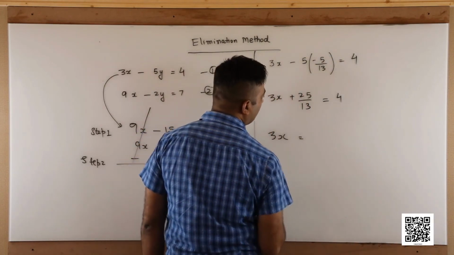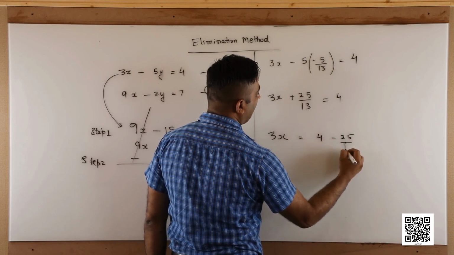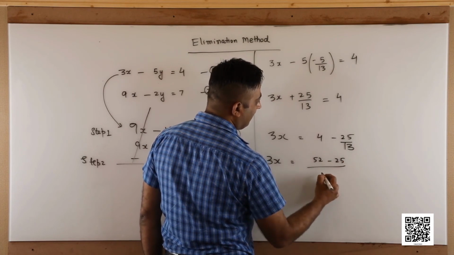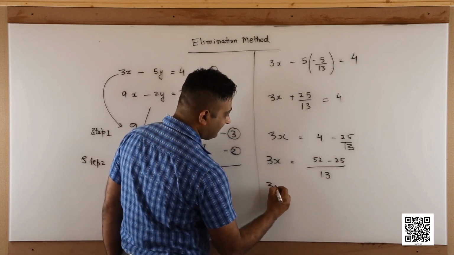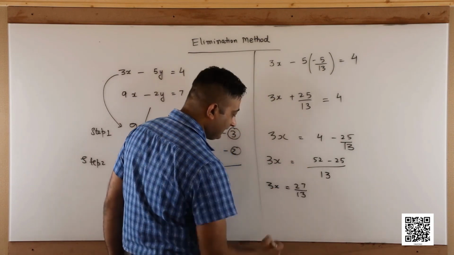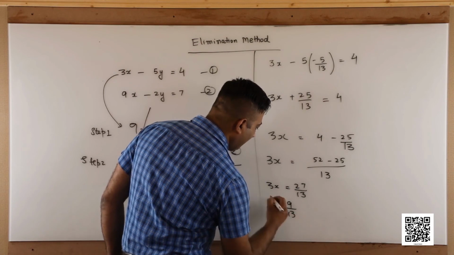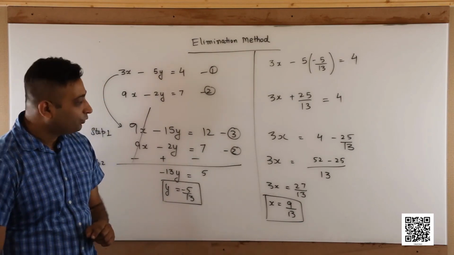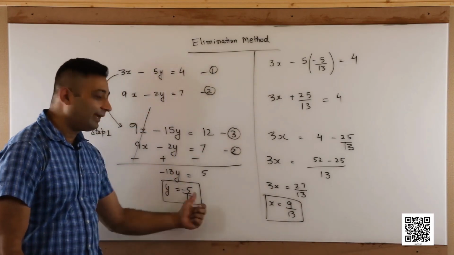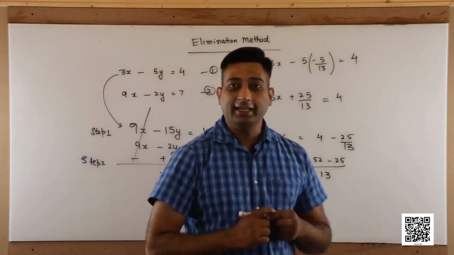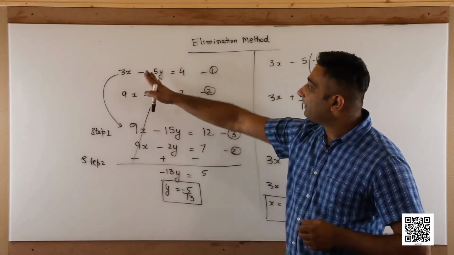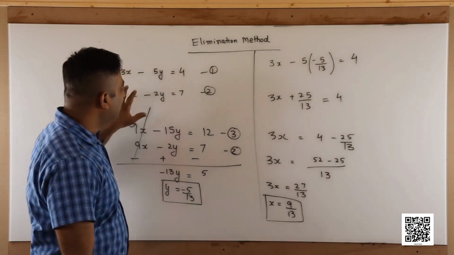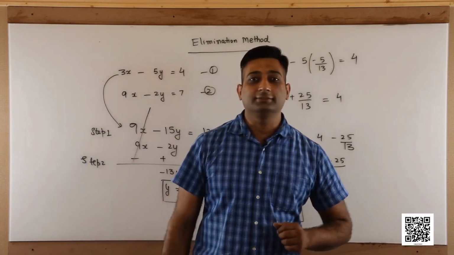That is 3x equal to 4 minus 25 by 13. That is 3x equal to 52 minus 25 divided by 13. That is 3x equal to 27 divided by 13. That is x is equal to 9 by 13. So these are the solutions for the pair of linear equations in two variables, that is x equal to 9 by 13 and y equal to minus 5 by 13. We can easily verify the solution by putting the values of x and y in these two equations. I hope you will definitely try to put these values in these two equations to verify the answer.